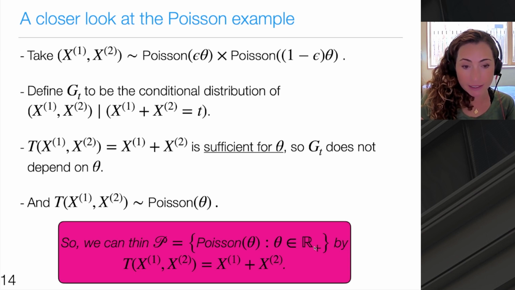Or to state it in plain English, it's not on the slide. It's that if you give me a Poisson theta random variable, then I have a way to split it into x1 and x2 that are independent, such that x1 plus x2 sum to the original random variable.